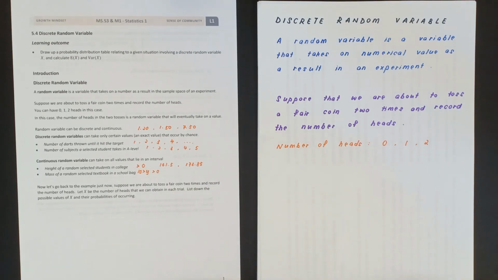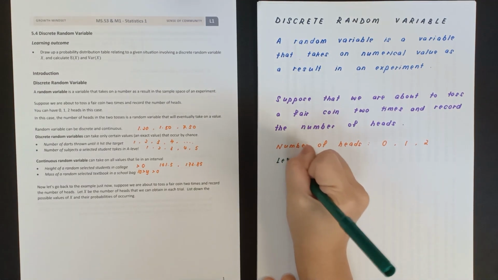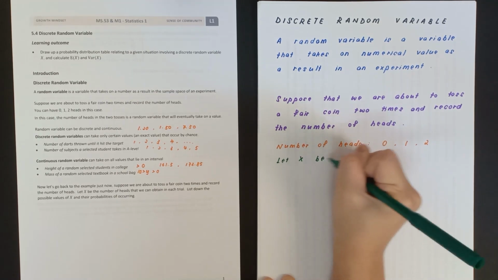Okay, I repeat again. You want to find out how many heads there are. So the discrete random variable in this experiment is the number of heads. Okay, so now let's try to assign a variable for this. Maybe let's say we put x. Okay, so let x be the number of heads.